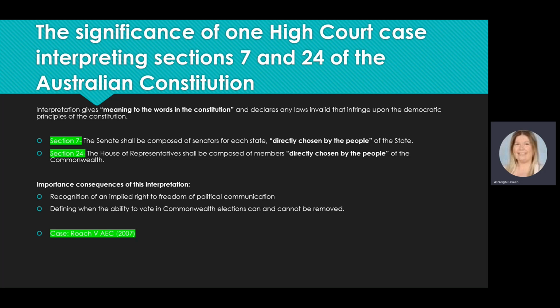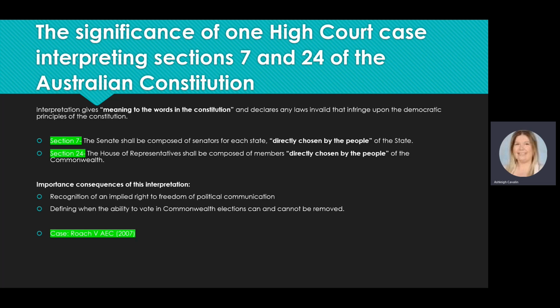Firstly, Section 7, which says that the Senate shall be composed of senators for each state, and that these senators are directly chosen by the people of the state. Similarly, in Section 24, the House of Representatives shall be composed of members directly chosen by the people of the Commonwealth.